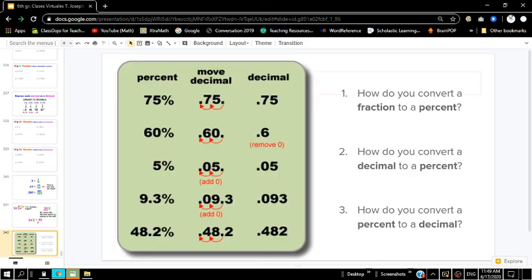I hope that after this video you have understood how to change fractions to percents, decimals to percents, and percents to decimals. If you can't, definitely watch the video one more time and reach out to Mr. Joseph to get some more help.